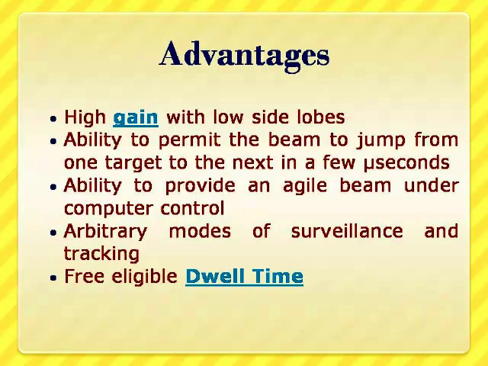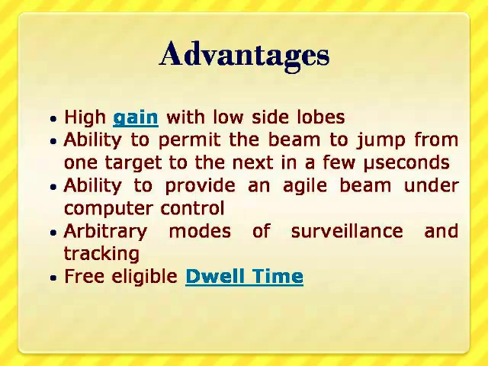As we know, when we are converting an analog signal to a digital form, then we need to satisfy the Nyquist theorem. That means the sampling rate must be greater than 2 FM. The same way, here also we need to place the antenna elements normally at a spacing of 0.5 lambda. Then the second advantage we are going to have is ability for the beam to jump from one target to the next in a few microseconds. The third one is ability to provide an agile beam under computer control.